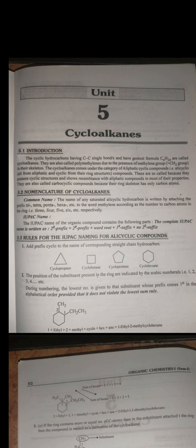IUPAC name. The IUPAC name of an organic compound contains the following parts. The complete IUPAC name is written as: secondary prefix plus primary prefix plus word root plus primary suffix plus secondary suffix.